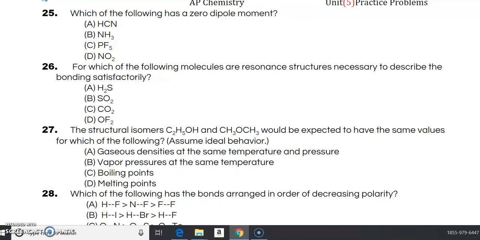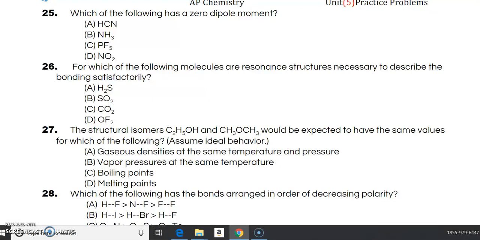25. Which of the following has a 0 dipole moment? Again, draw the Lewis structure. Sound like a broken record. When you draw those Lewis structures, you're going to see that letter C, phosphorus pentafluoride, creates this trigonal bipyramidal shape. It has no unshared pairs around the central atom. Therefore, it has AX5 as its VSEPR shape.